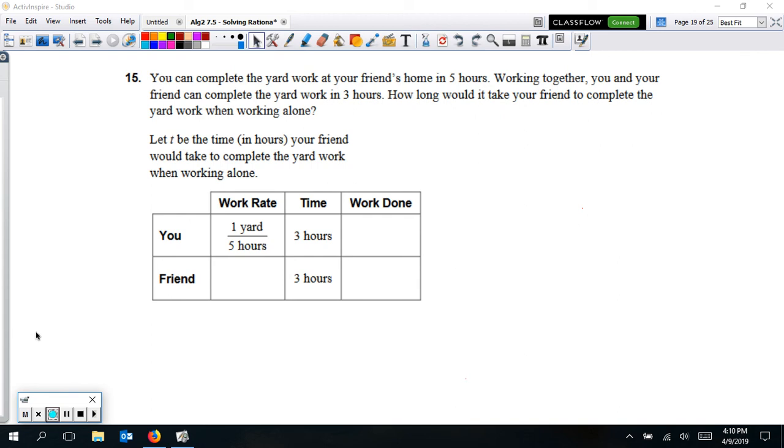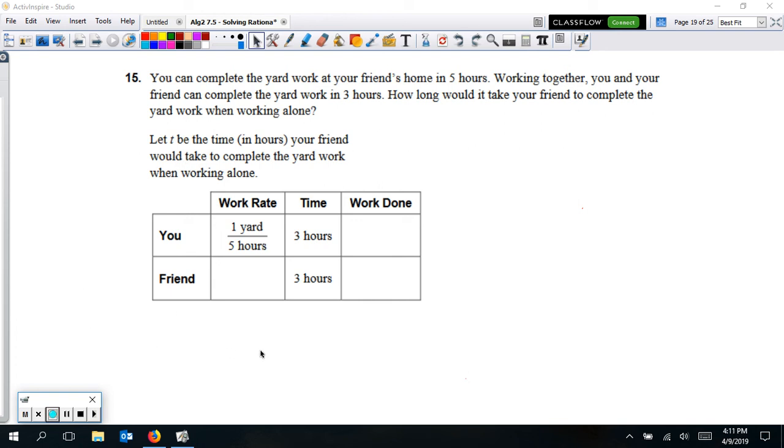So you can complete the yard work at your friend's home in 5 hours. Working together, you and your friend can complete the yard work in 3 hours. How long would it take your friend to complete the yard work when working alone? It says let t be the time in hours your friend would take to complete the yard work when working alone. I'm going to show you this in two ways. First of all, we're going to do this, but then I also want you to see how you can do it another way as well.